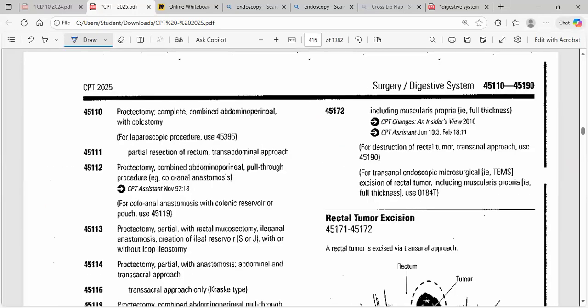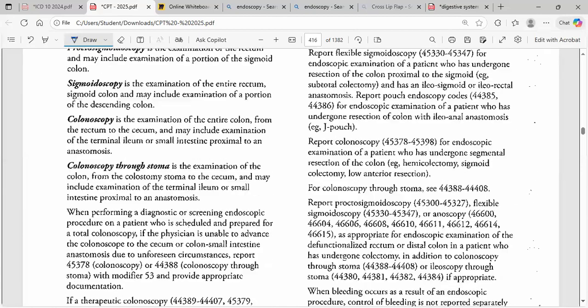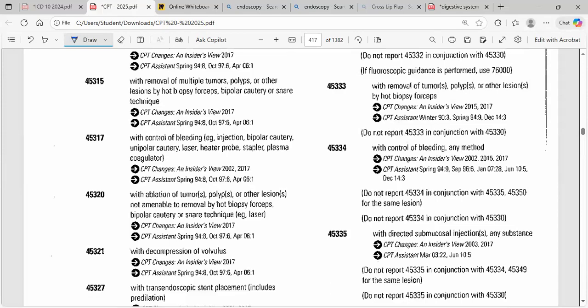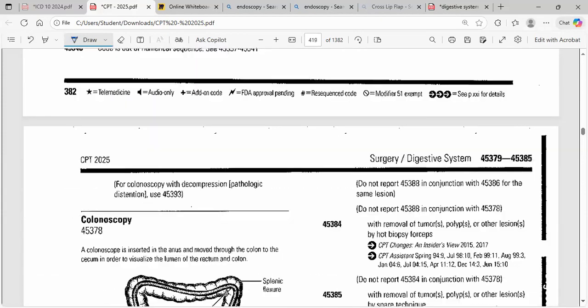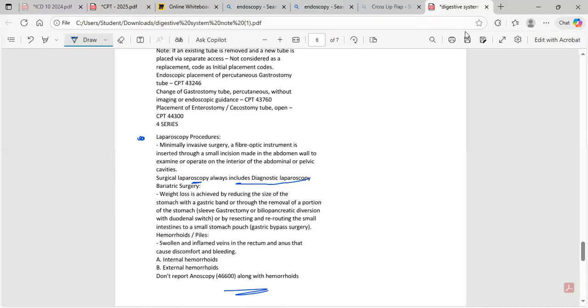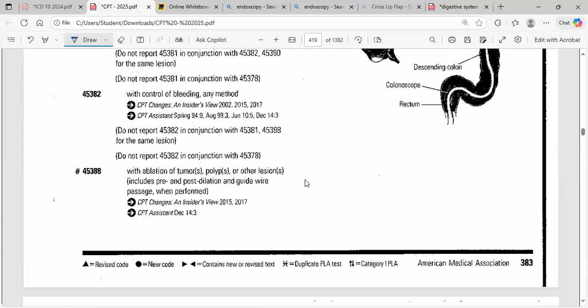So any other doubts, any questions? Let me see if I missed something else in this chapter. Just give me a second. I have covered appendectomy, colonoscopy, laparoscopy. We can talk about the hernia procedure. Just give me a second. Let me pull the codes for the hernia.